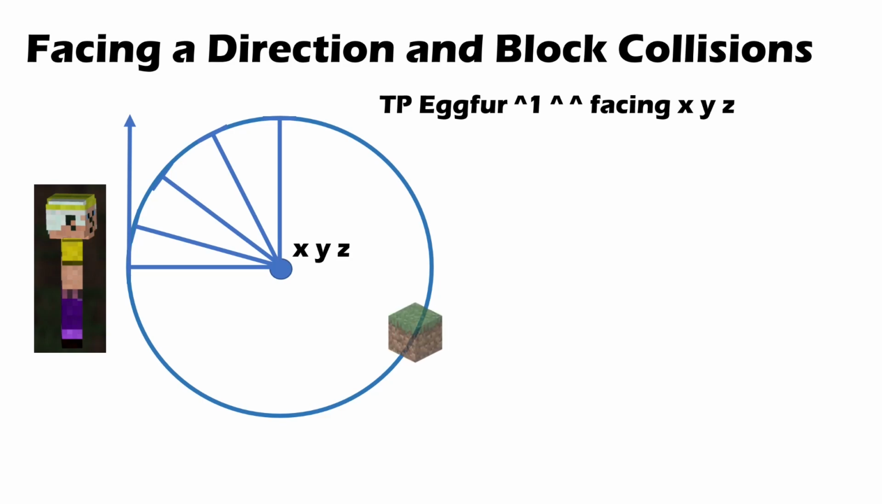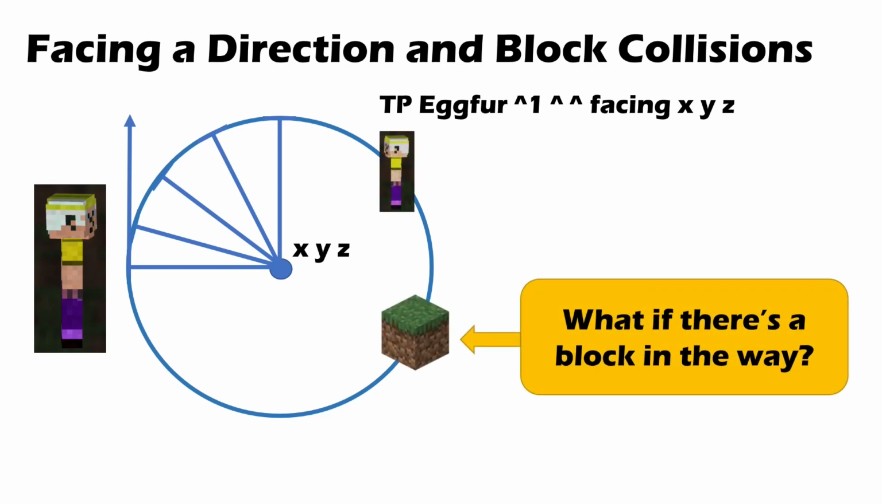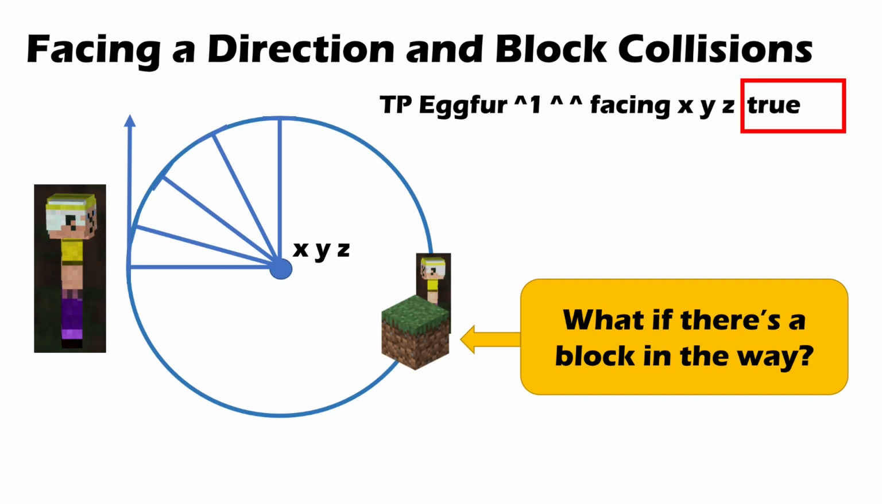One more thing. What if there's a block in the way? So what if we're going round and round and we hit another block? Well, there's two options here. And again, it's another option within the tp command. So if I want to go around and stop when I hit a block, then I could just add the word true. True is about whether the game detects block collisions as it's moving you and then stops moving you. And if I want to be able to just pass through that block and keep going, then of course I use false at the end.